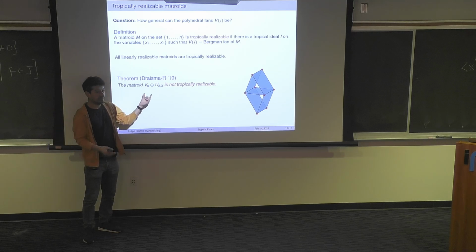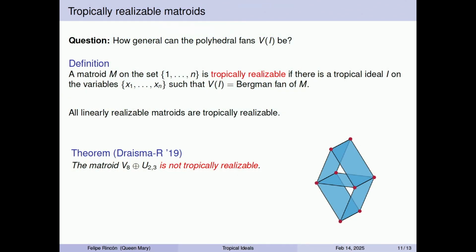But you're saying U23 is realizable. What about this? Is the Vamos matroid not tropically realizable just because this one here is not tropically realizable, or is it really about the sum? That's something I would love to know. Is it possible to realize just the Vamos matroid? I don't know the answer to that.